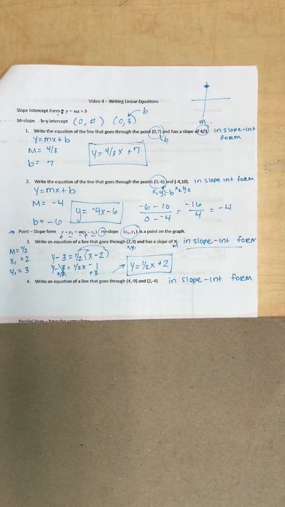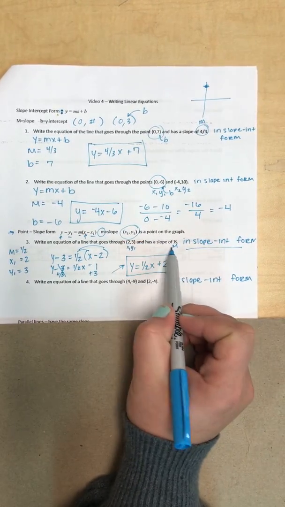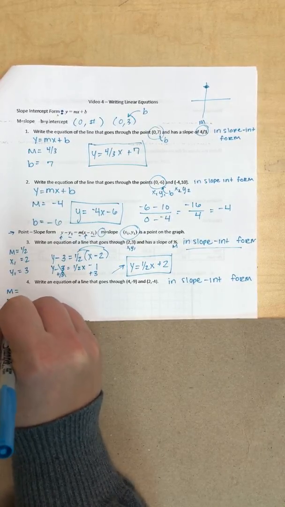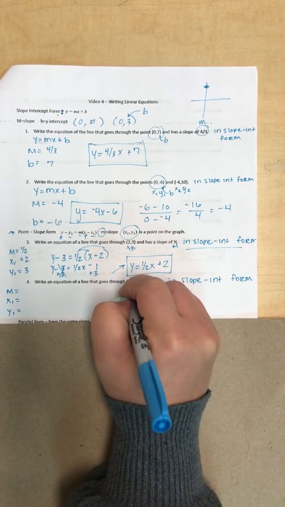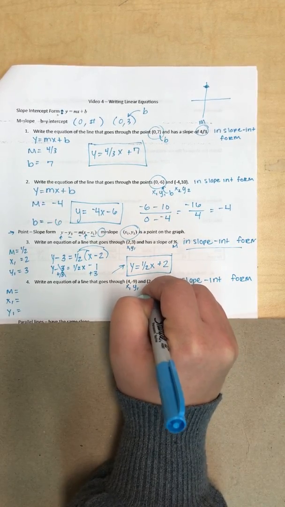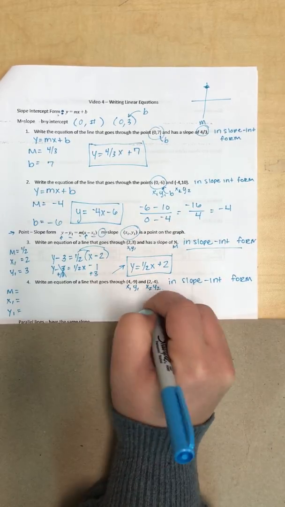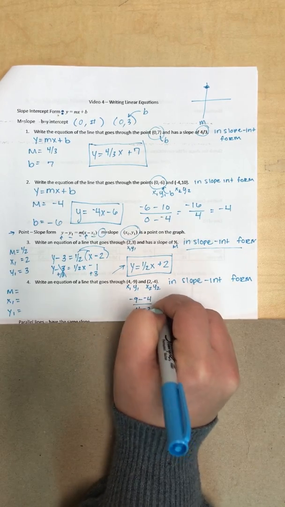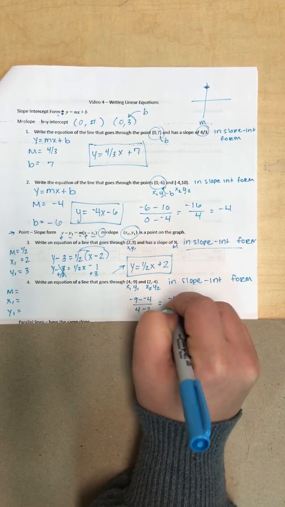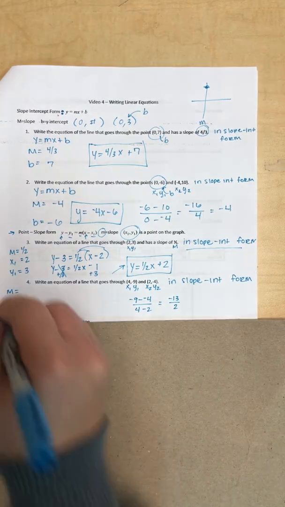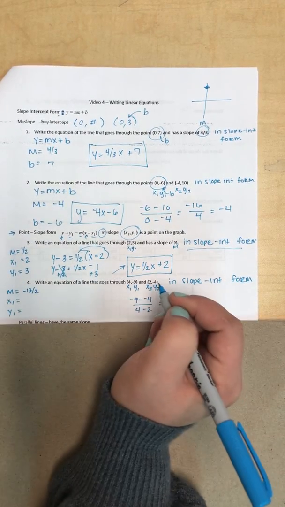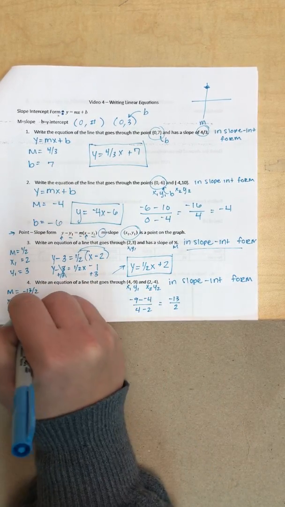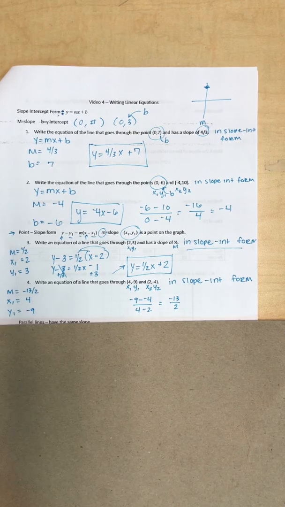All right, next one. Okay, this one we're not given a slope like we were here, so we don't know m. But we could say x1, y1, x2, y2, and we could figure out our slope by saying -9 minus -4 over 4 minus 2. So that gives me -13 over 2 for my slope. My x1 value would be 4. My y1 would be -9. And I can plug that into point-slope form.